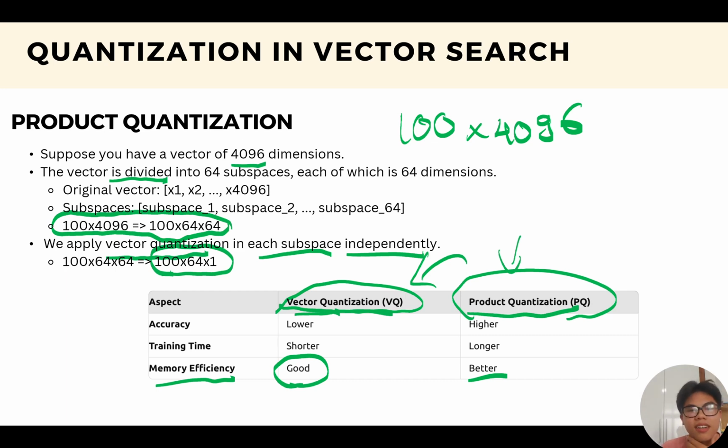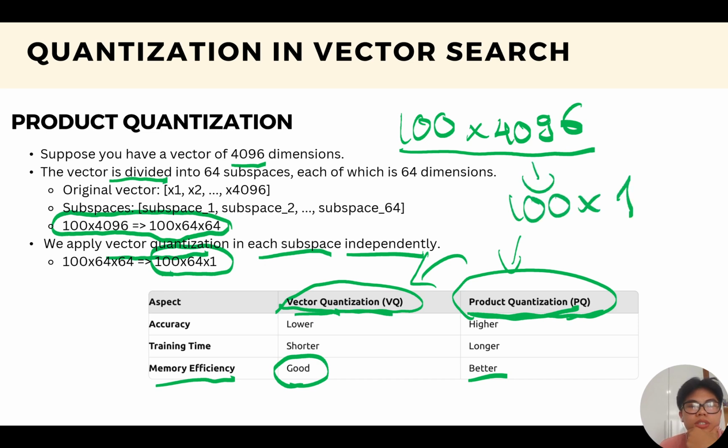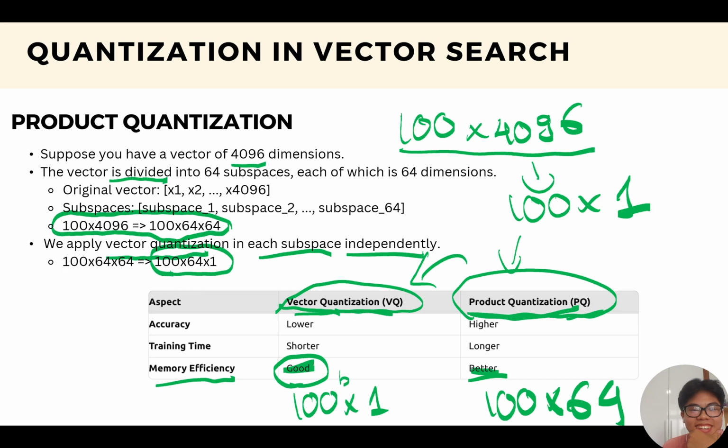Let's do some calculation to prove why product quantization is better. Suppose this dimension, if we use vector quantization, it will quantize this vector to this dimension, and product quantization will quantize it to this dimension. So basically, vector quantization is better at memory efficiency, but for accuracy, product quantization is higher, and also the search time is very fast. So people prefer to use product quantization more.